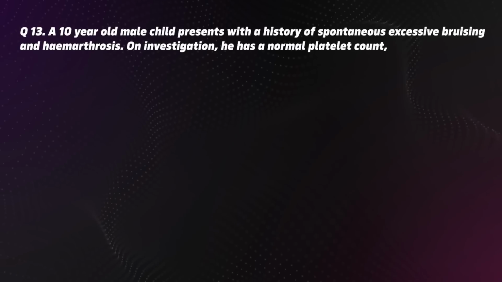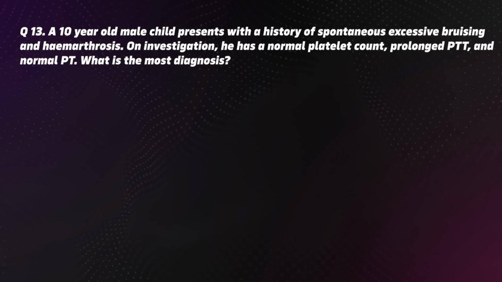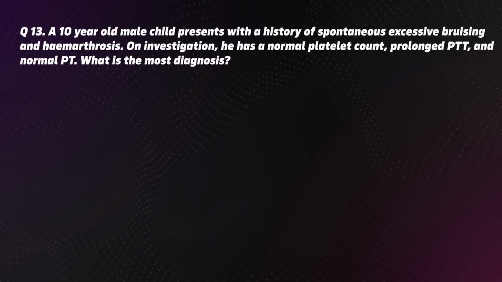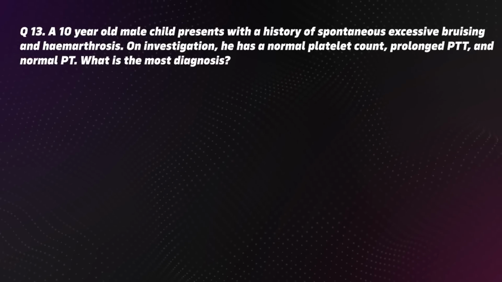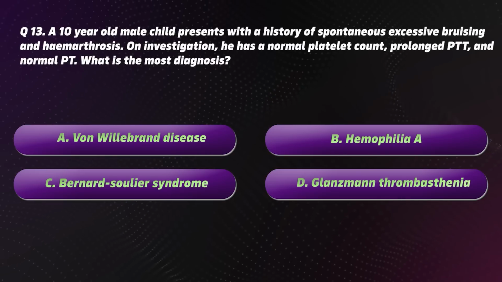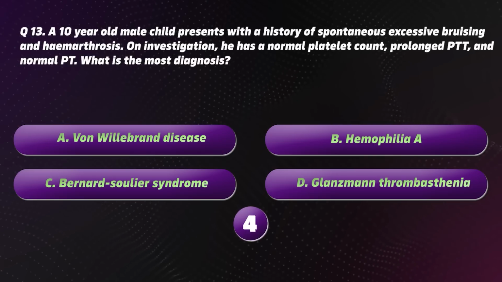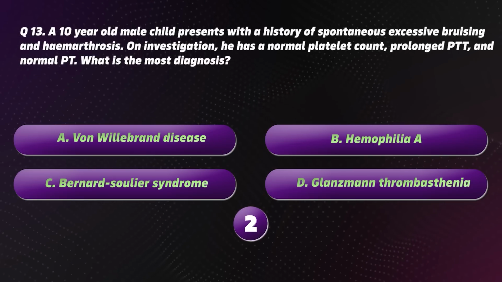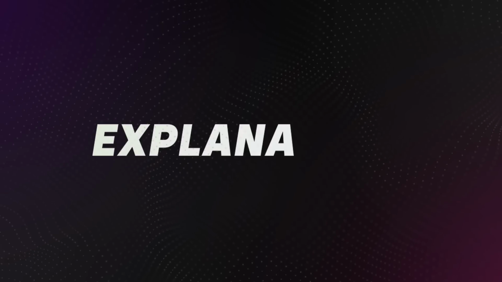Right? Question 13. A 10-year-old male child presents with a history of spontaneous excessive bruising and hemarthrosis. On investigation, he has a normal platelet count, prolonged PTT, and normal PT. What is the most likely diagnosis? Here are the options. A. Von Willebrand disease. B. Hemophilia A. C. Bernard-Soulier syndrome. D. Glanzmann thrombasthenia. And the correct answer is option B. Hemophilia A. Here's the explanation.